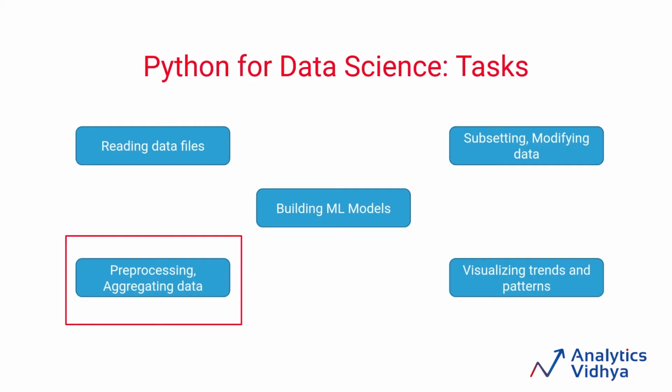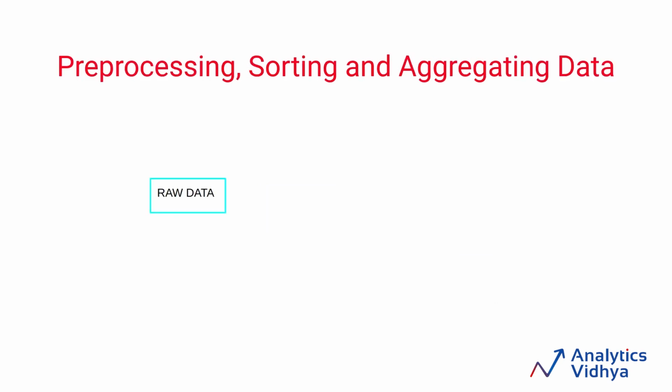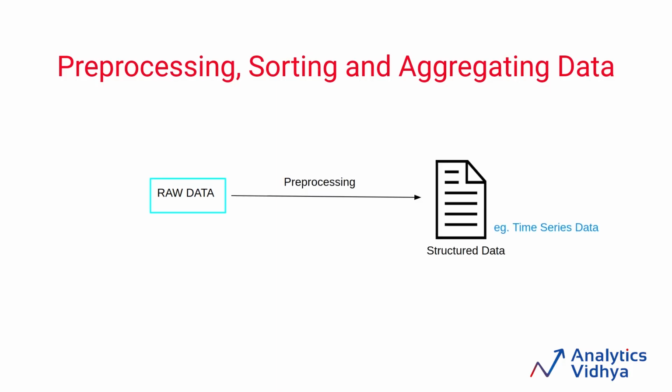In this module, we are going to learn the next task that is important when you're doing data science with Python, that is preprocessing and aggregating data. So let me show you with a couple of examples what we mean by that. First of all, you know that when you get raw data, we perform a couple of preprocessing steps on the raw data to make it more structured so that we can build better models and extract better insights from the data.